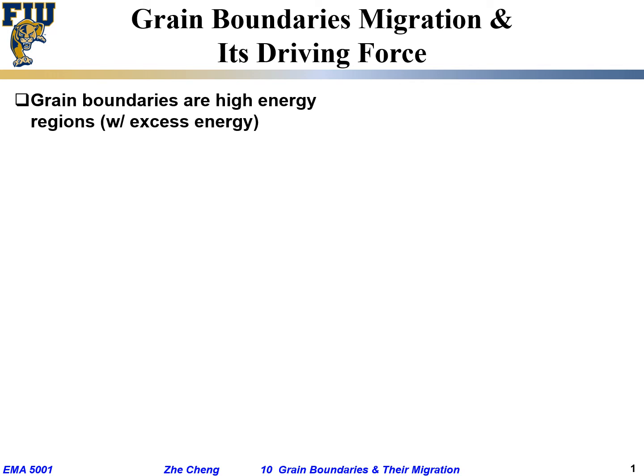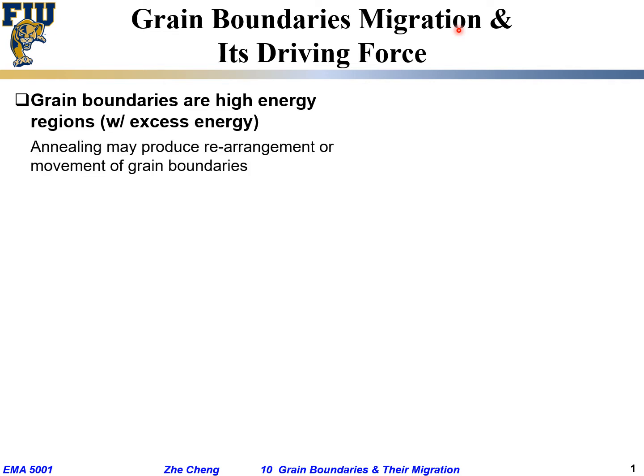Okay, so we have grain boundaries, and in materials, quite often we are dealing with many phenomena that involve the so-called migration or movement or motion of the grain boundaries. So let's try to understand from an energy perspective what drives it, and how the driving force would move the grain boundary. As we said, we always start from energy. Grain boundaries are so-called high energy regions with excess energy.